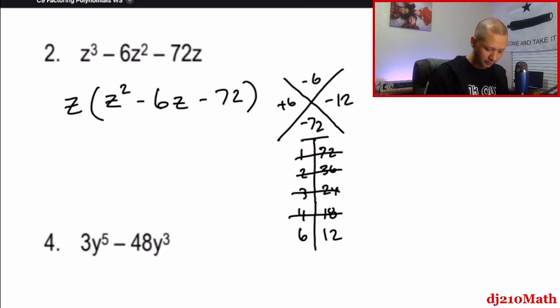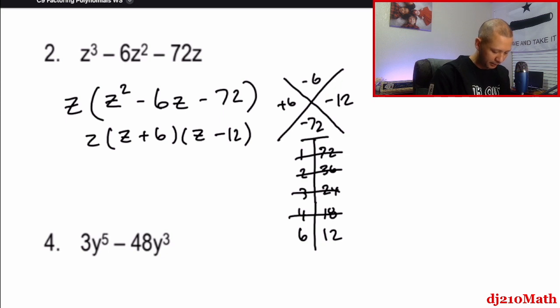Those are our numbers. So we're going to put this into our factors. Z plus 6, Z minus 12, and Z is our variable. And then don't forget about the GCF outside, right? Z is part of it also.